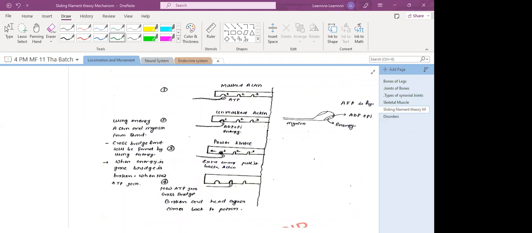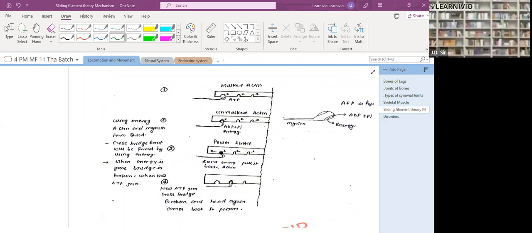So ATP comes, it breaks down, then it attaches to the head. And then the head attaches to the unmasked actin. Exactly. And look, what happens then? This was the actin, this is the myosin. Unmask, bond formation taking place, ATP broke down, it will pull back. After pulling back, extra energy will be used to make it straight again.